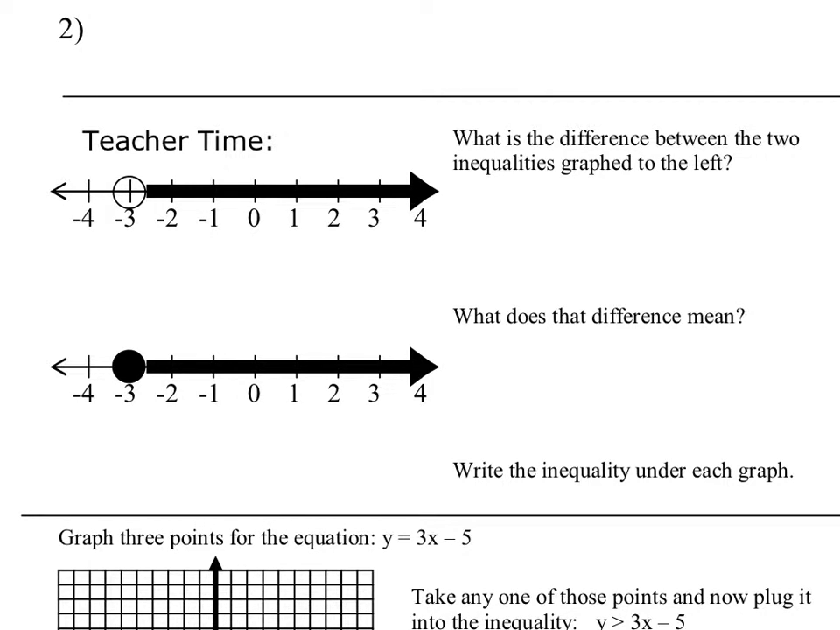Somebody with a raised hand, tell me, what is the difference between the 2 inequalities graphed at the left? This is the most basic question. A 5-year-old could probably answer it. Michael. Perfect. One has an open dot. One has a closed dot.